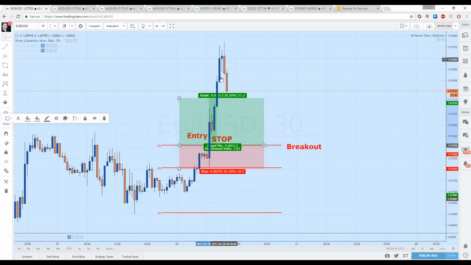This way, if the market continues to trend higher, you'll lock in profit as the trade goes in your favor.